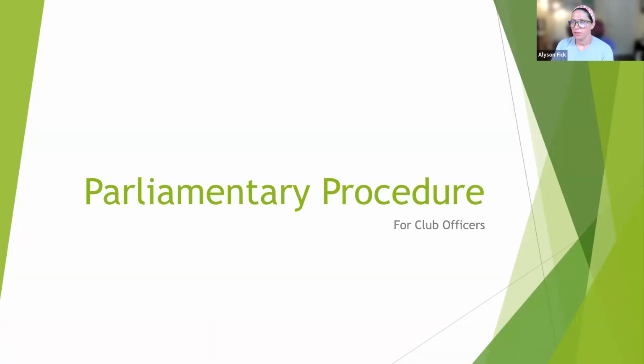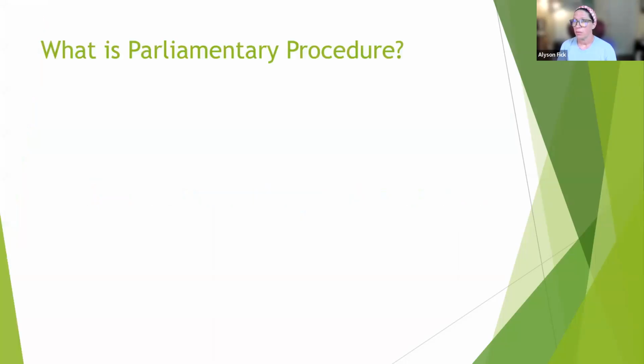Excellent. Thank you, Amy. I really appreciate this. I'm excited to be here with everyone to go over parliamentary procedure. You may also hear this referred to as Robert's Rules of Order. That's one very specific type of parliamentary procedure that a lot of organizations use. And we're going to take a little bit of a deep dive into some of the ways that your club can utilize parliamentary procedure. So, what is it?